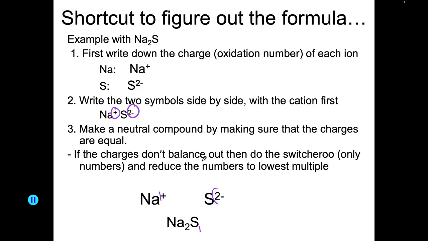We're going to take that 2 from our sulfur, and we're going to crisscross it over and put it down here for the sodium. Okay, really quick, easy way to figure it out without having to draw Lewis dot and moving around arrows every single time to figure out formulas. All right, so you're going to try some of these. Or I'm going to show you a couple examples and then you're going to try some.